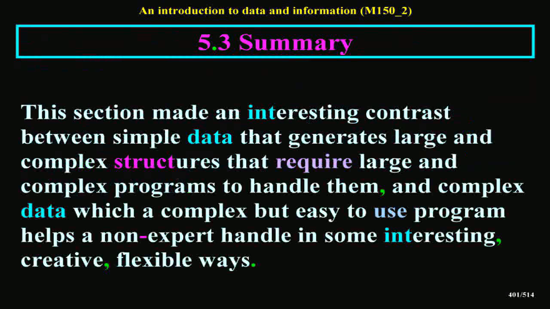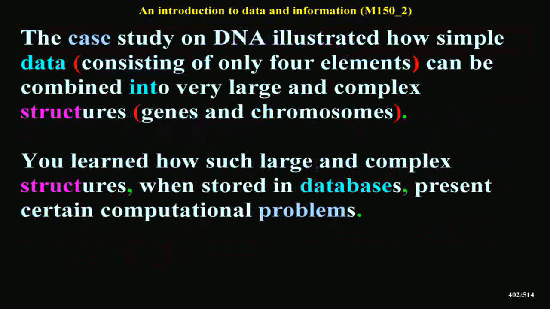5.3. Summary. This section made an interesting contrast between simple data that generates large and complex structures that require large and complex programs to handle them, and complex data which a complex but easy-to-use program helps a non-expert handle in some interesting, creative, flexible ways. The case study on DNA illustrated how simple data consisting of only 4 elements can be combined into very large and complex structures, genes and chromosomes.